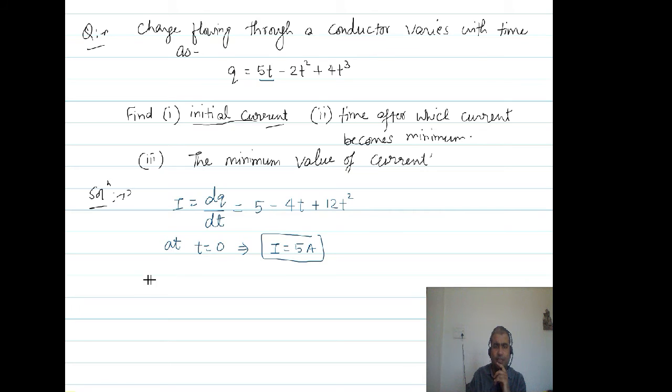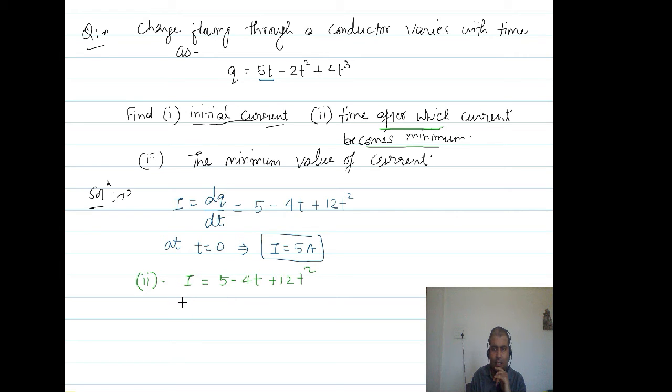Let's come to the second part of this question. Time after which current becomes minimum. See, this is a simple application of maxima and minima. So you will just apply the concept of maxima and minima. First of all, write the equation for current, and that we have already found out in the last part of this question, that is 5 minus 4t plus 12t square. This is the instantaneous current.